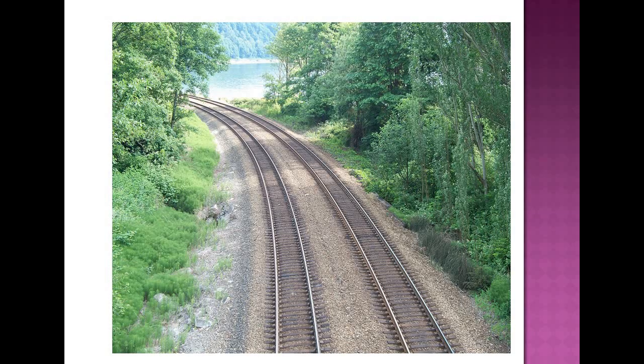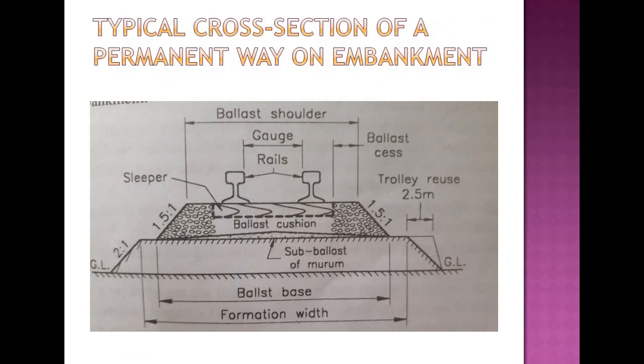These are nothing but the railway track. So the railway track is otherwise called the permanent way. This is the typical cross section of a permanent way on embankment. These are the components. The first component is rails and second is sleeper. Below that we have the ballast cushion, and below that we have the subballast, and this is nothing but the formation.